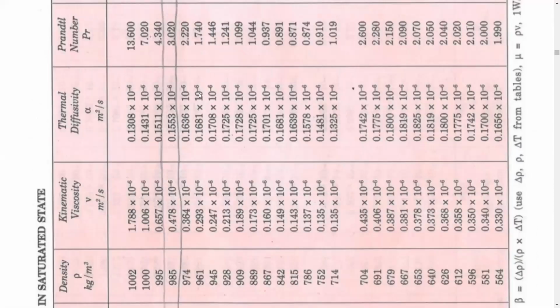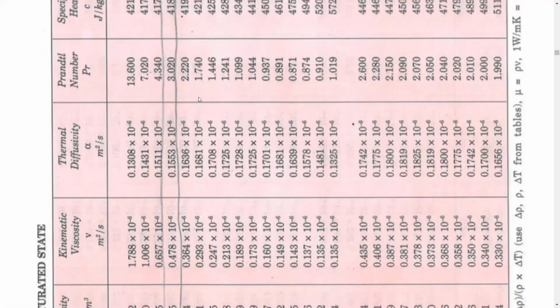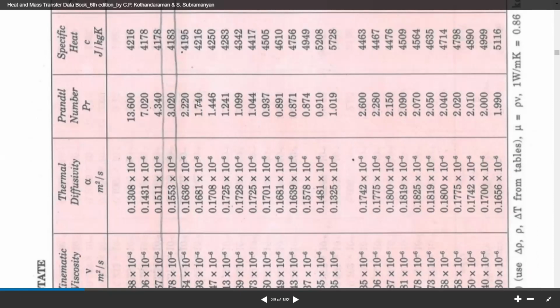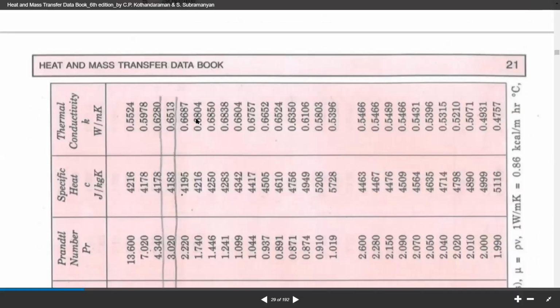Thermal diffusivity alpha is not required, but you need the Prandtl number, Pr equals 1.74. Next, specific heat, 4216 joules per kg kelvin. And you don't need the value of thermal conductivity. Thermal conductivity is not required.